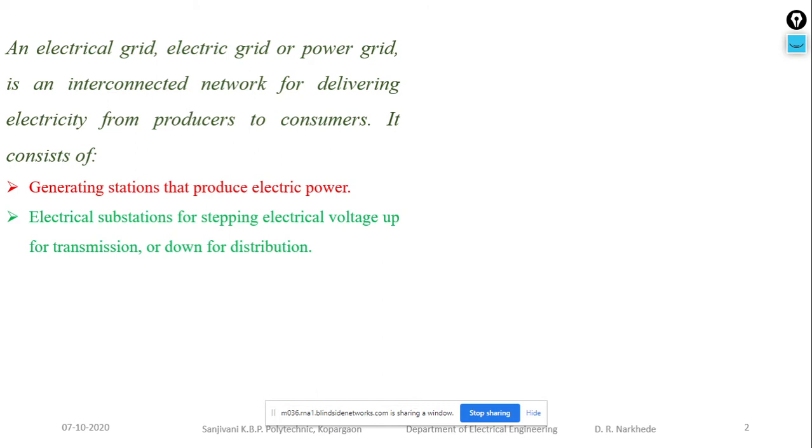So what happens in the substation is that the voltage level may increase or decrease. If the voltage level in the substation increases, then it is called a step up substation. If the voltage level decreases, then it is called a step down substation. Step up substations are normally located near the power generating station.